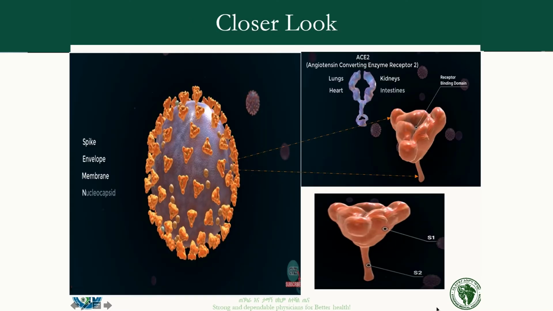Now, let's have a closer look at the virus. So as I said, there are four important proteins we talk about: the spike, the envelope, the membrane, and the nucleocapsid. If you look at the spike, it has two parts, the S1 and S2, where the S1 helps for the entry to the host tissue. And all this is called the receptor binding domain. That is a very important component. And this receptor binding domain binds to angiotensin converting enzyme receptor 2, which is available on the lungs, heart, kidneys, intestines.